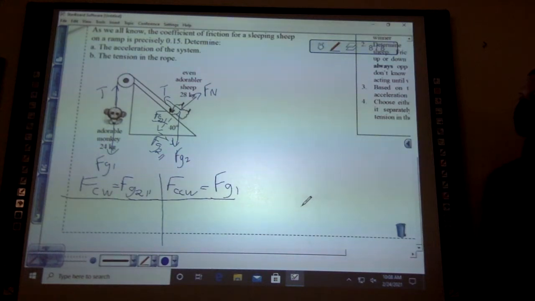Okay, anyways, so let's calculate these. And then we can figure out which is bigger.